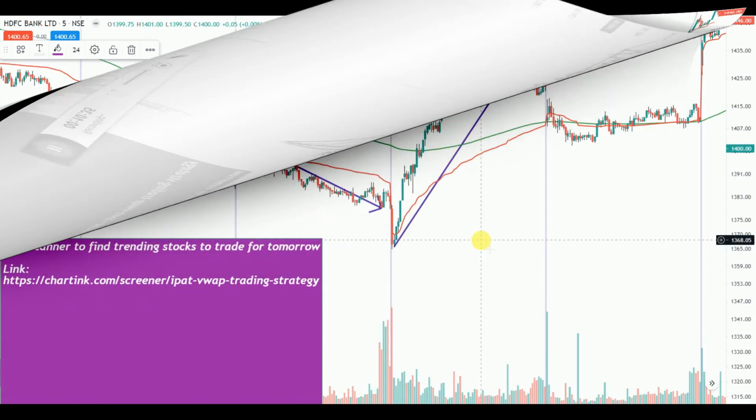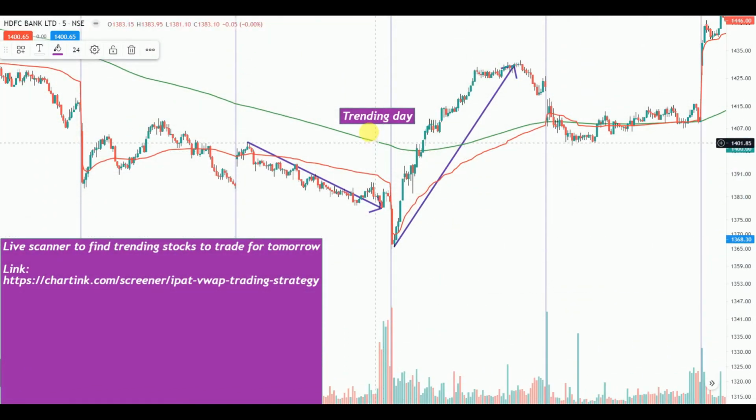To simplify the process of finding trending stocks, I have created a live scanner on the charting website. What you have to do is, once the day ends, run this scanner. The link is given in the description box. I will show you this scanner as well, and then it will give you the list of trending stocks. Let's see how it goes.